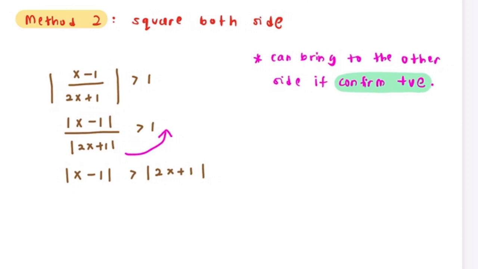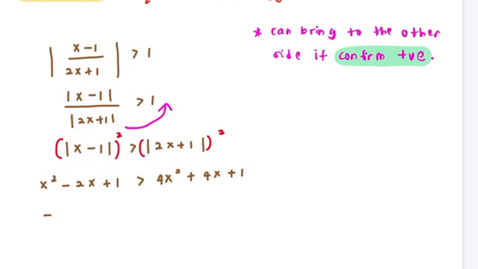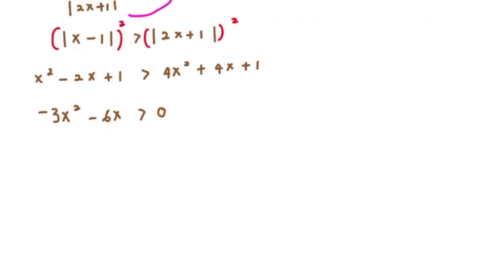Okay. So just use squaring both sides method. So one square left side, another one square right side. So you just expand x square minus 2x plus 1 more than 4x square plus 4x plus 1. And then you have the quadratic only. So solve this quadratic, bring everything one side. So x square minus 4x square is -3x square. -2 minus 4 is -6x. 1 minus 1 is 0. So you have more than 0. So the equation becomes -3x square minus 6x more than 0.